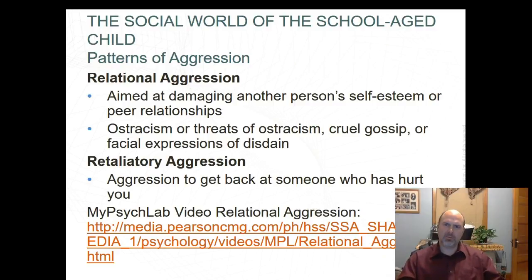Girls tend to use what's called relational aggression. This is aggression aimed at damaging another person's self-esteem or peer relations. Ostracism or threats of ostracism, cruel gossip, or facial expressions of disdain are examples of relational aggression. Retaliatory aggression is where aggression is to get back at someone who's hurt you. And there's a cool little video of relational aggression. It was pretty mean, kind of like the movie Mean Girls.